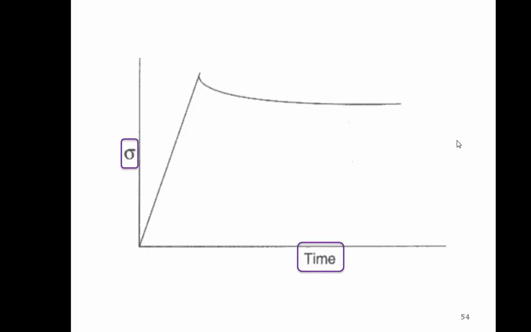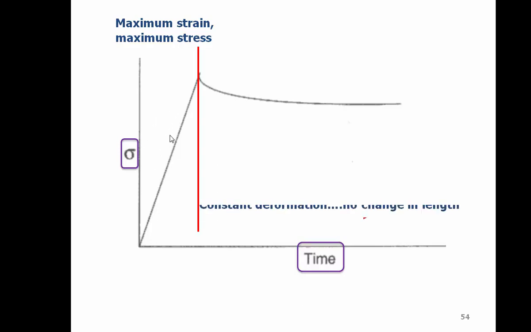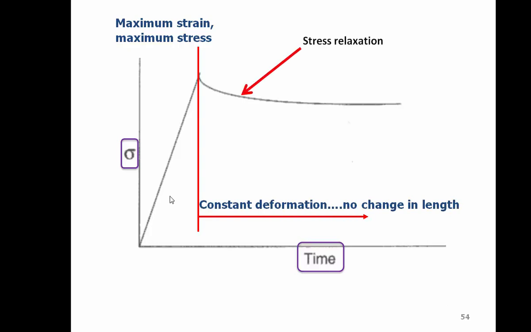When we talk about the application of stress over time on this figure here, what we're looking at is maximum strain and maximum stress applied within the elastic range of a ligament. What we have here is the stress relaxation response of a ligament or any other biological tissue when it is held to a fixed length.